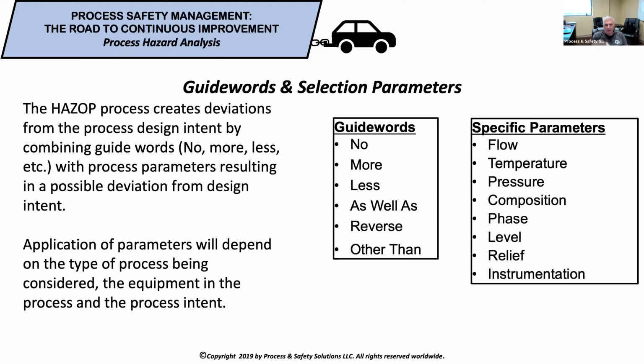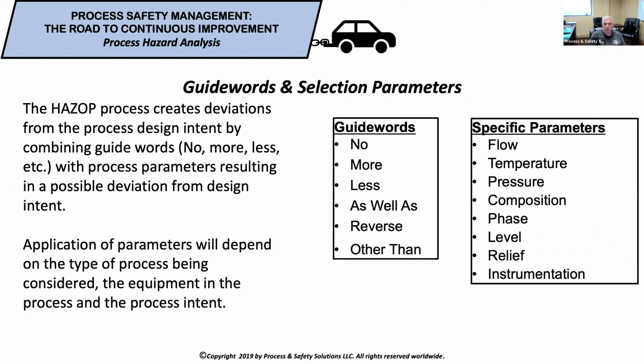For those of you that have ever been involved in a HAZOP, you know that these guide words are typically no, more, less, as well as reverse and other than. And then the parameters are flow, temperatures, pressures, composition, phase, level, relief, instrumentation. These are just some of them. It's not all of them. Typically, a facilitator will go through these guide words and parameters prior to the actual team getting together to kind of pre-populate their database and using the correct guide words.